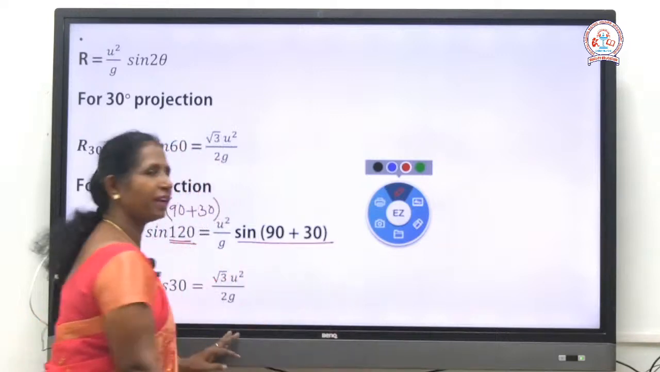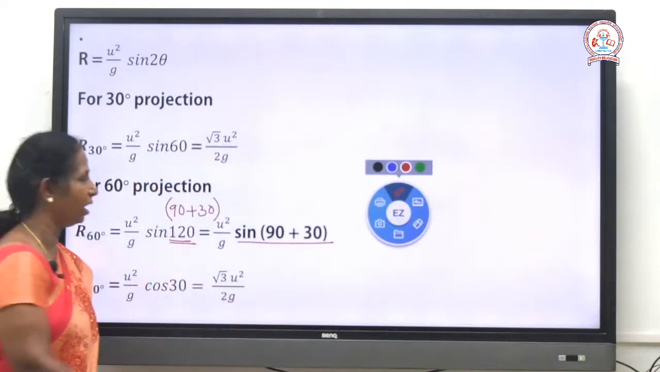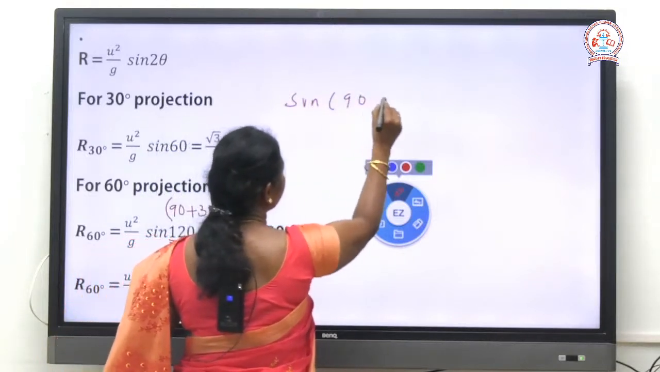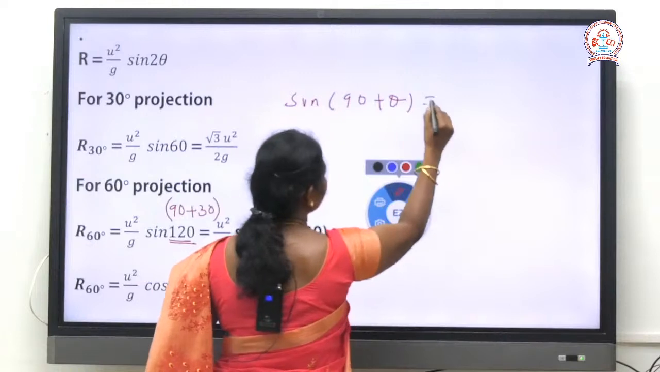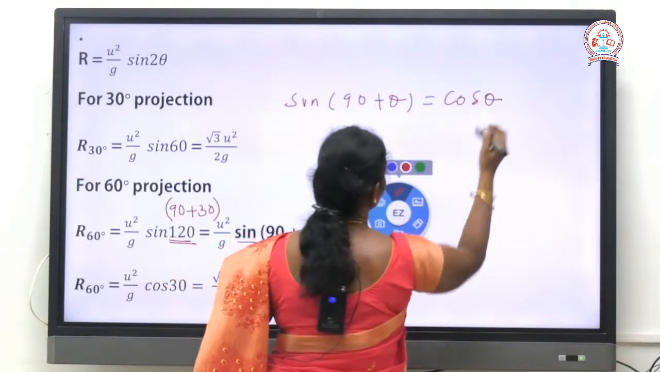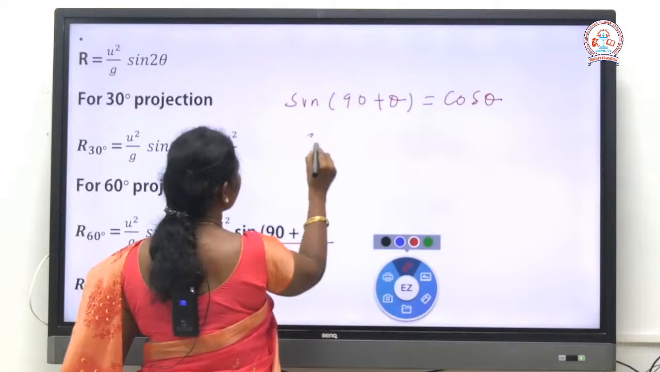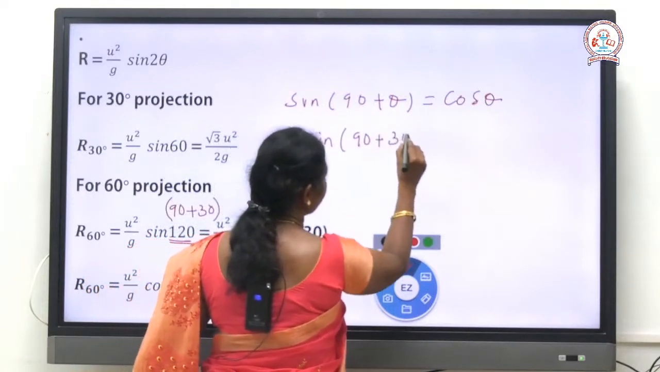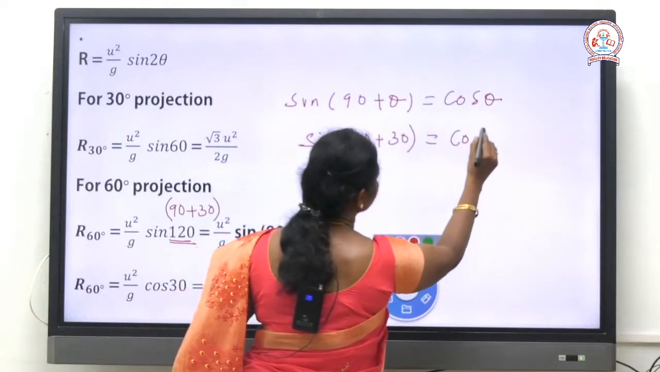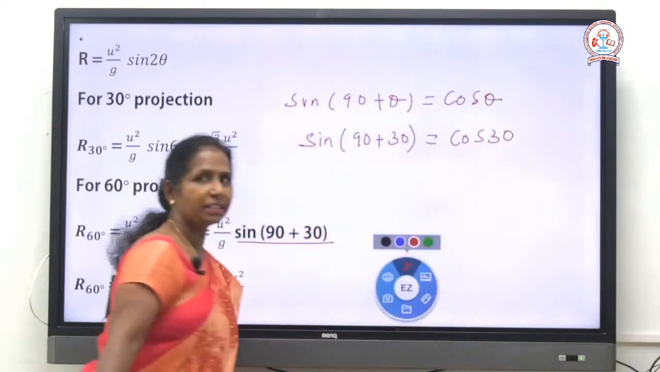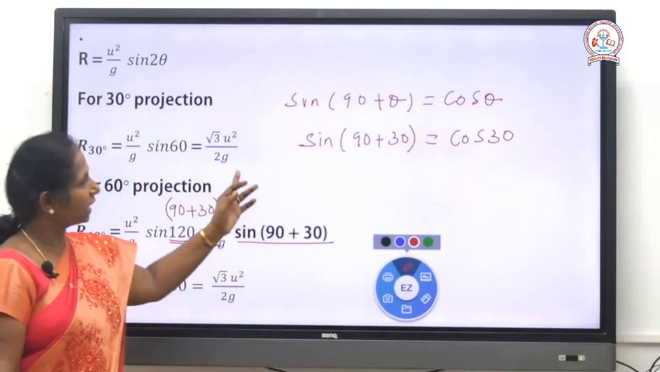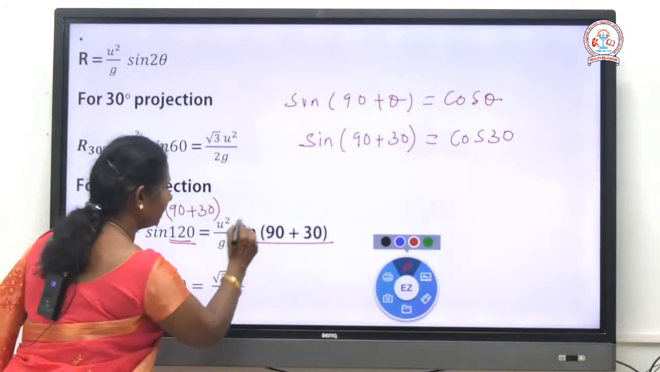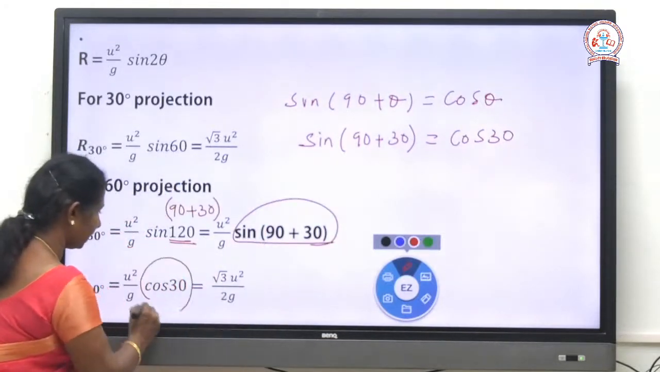But sine of 90 plus theta equal to cos theta. What is sine of 90 plus theta? Sine of 90 plus theta equal to cos theta. So sine of 90 plus 30 equal to cos 30. Is that clear? Sine of 90 plus theta is cos theta, sine of 90 plus 30 is cos 30. Is that clear?